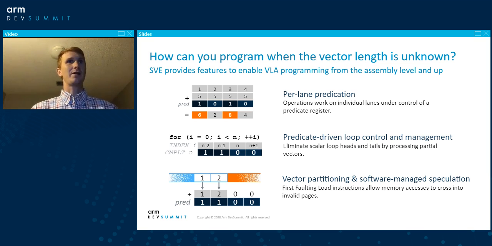SVE also has this powerful feature called software managed speculation. So you can do a first faulting load instruction that allows you to process vector data right up to the edge of protected memory. And this allows you to vectorize things like strlen, and even memcpy can be vectorized with SVE.